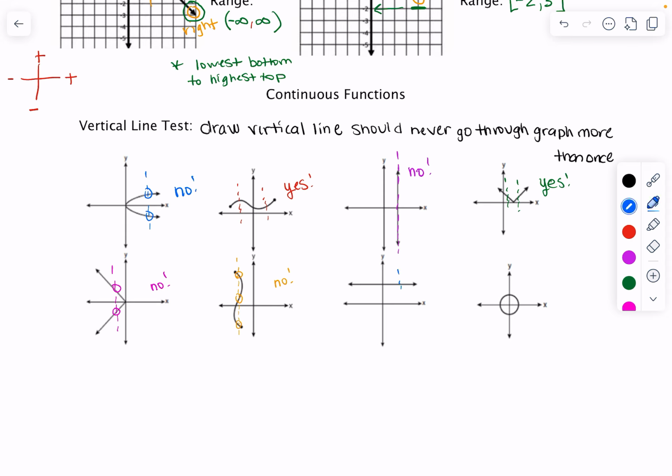For the next one, anywhere I draw a line, it only touches once, so that's a yes. And finally, this circle, all circles are going to be no, because when you draw a line, it's always going to touch in 2 places. So that's a no. So that's the vertical line test, and that's how we test with continuous functions. It's very similar to discrete functions.